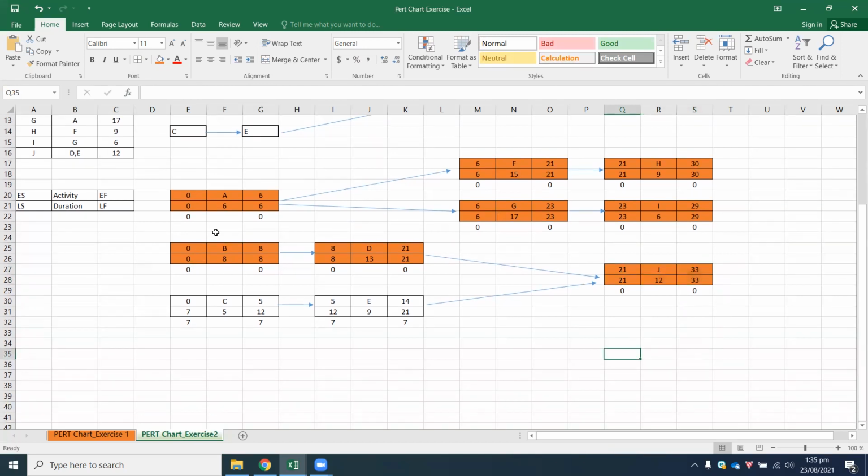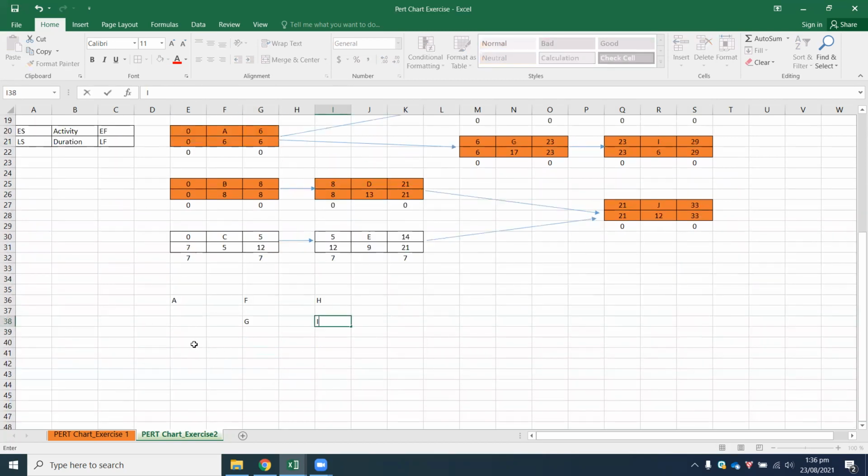So therefore, in this particular project, these are your critical paths. So you have A followed by F and G, and then you have H, and then you have I. Moreover, in alignment with that, you have another set of activities running, which is B, and then D followed by J. So all these activities become part of the critical path.